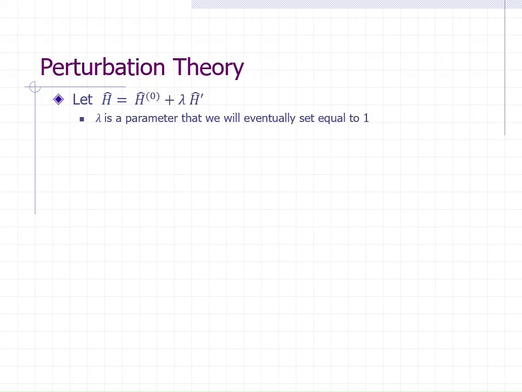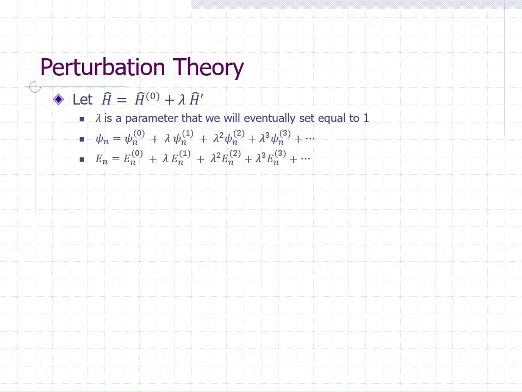Doing this allows us to express both the wave function and the energy of the system as a power series in lambda. Specifically, the wave function for quantum state n is expressed as the zeroth order wave function, plus lambda times the first order correction, plus lambda squared times the second order correction, plus lambda cubed times the third order correction, and so on. Similarly, the energy for quantum state n is expressed as the zeroth order energy plus lambda times the first order correction, plus lambda squared times the second order correction, plus lambda cubed times the third order correction, and so on. We assume that the series converge when lambda equals 1.